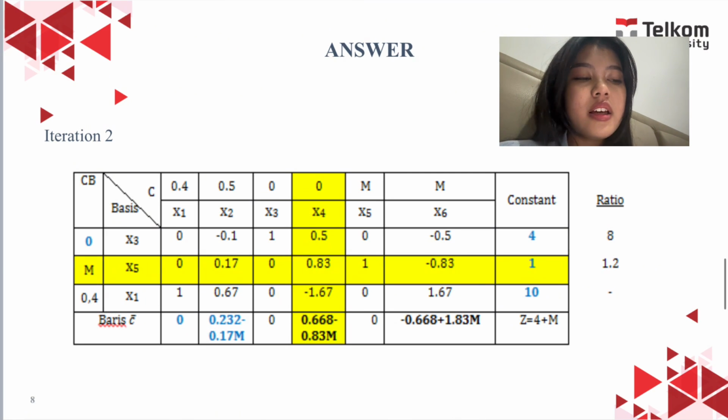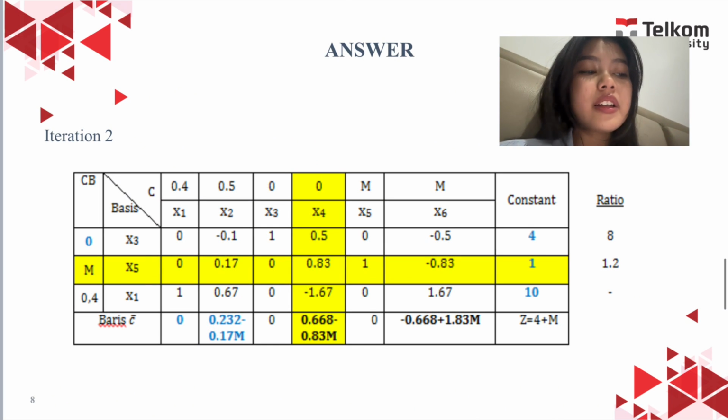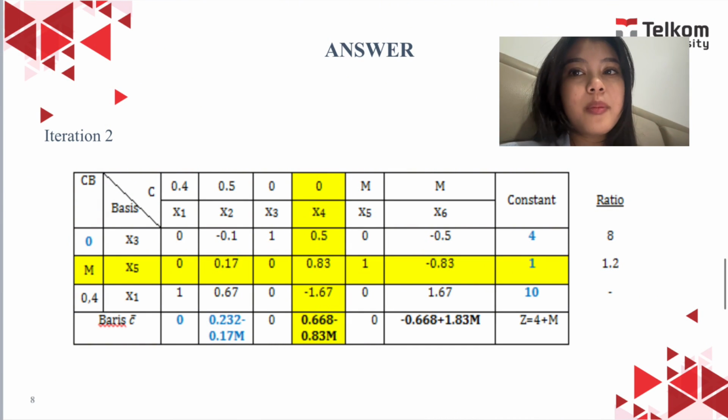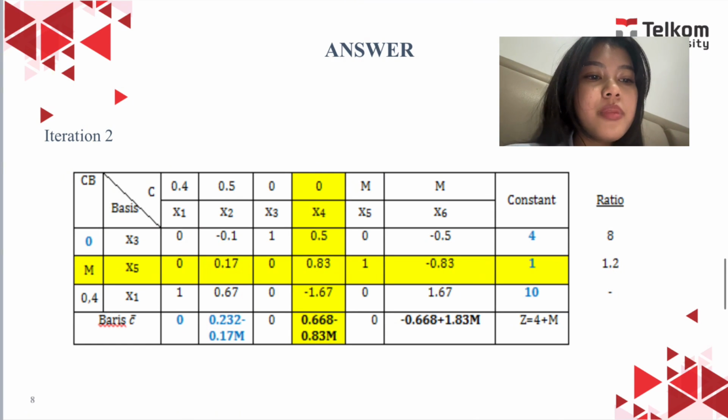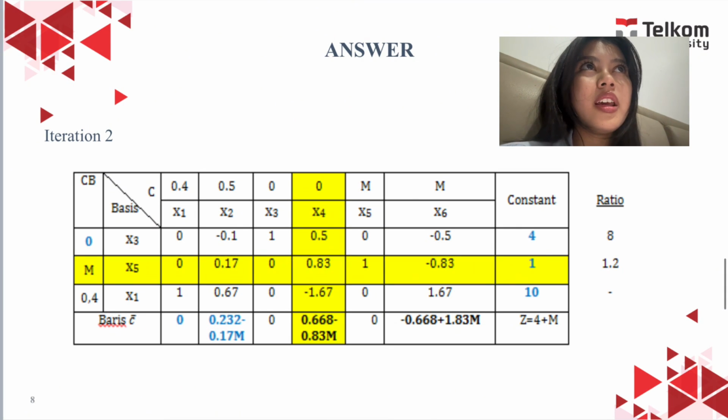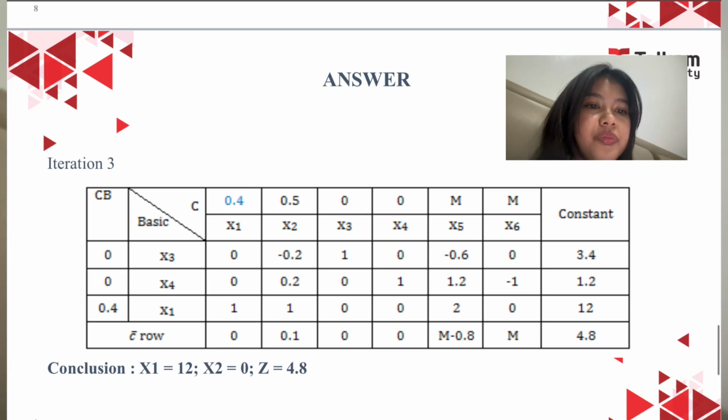And then we have the ratio here. The ratio of x3 is 8. The ratio of x5 is 1.2, and there is no ratio for x1. But here we didn't reach the minimized value, so we have to move to iteration 3.